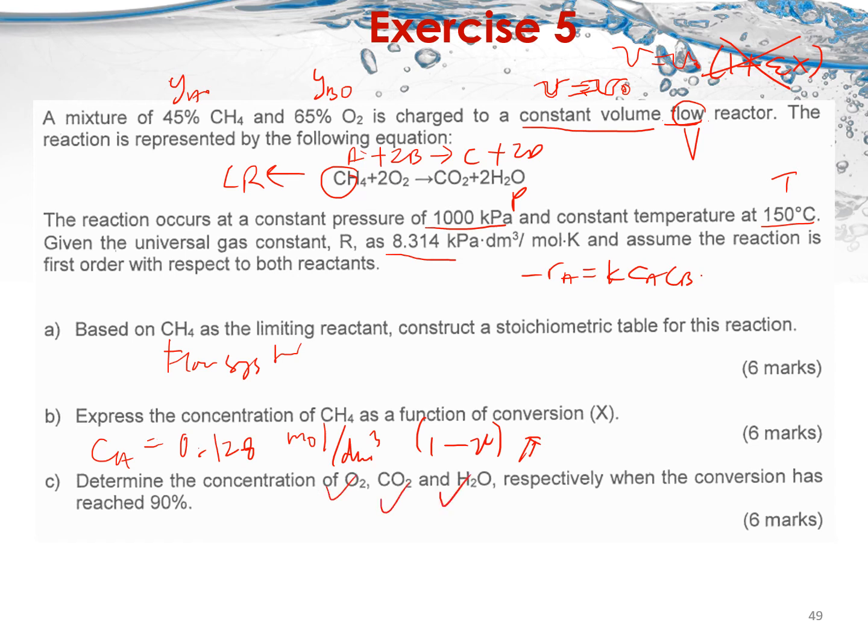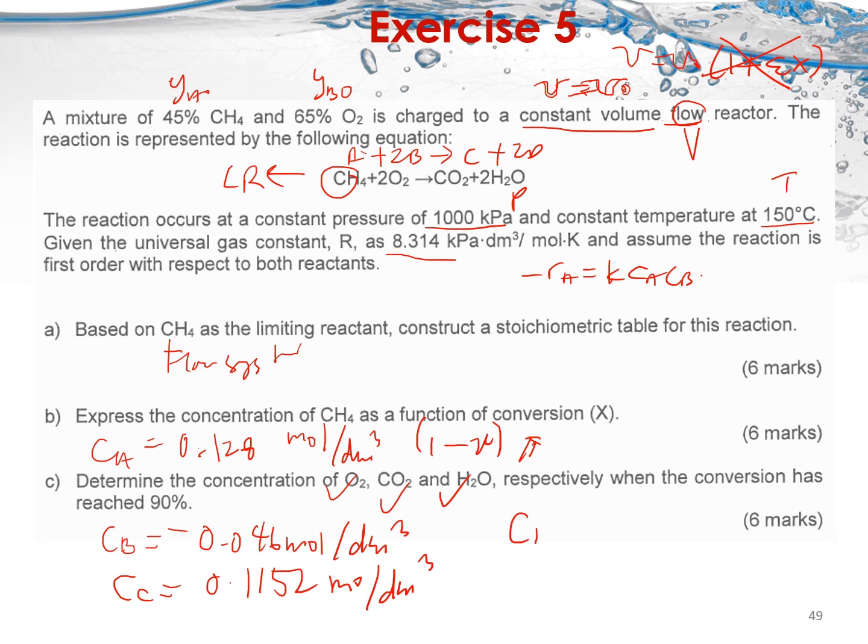This is just a direct method. The value of O2, which is CB, you should have minus 0.046 mole over decimeter cube. For CC, which is the carbon dioxide, the value is 0.1152 mole over decimeter cube. And for CD, which is the H2O, you should have 0.23 mole over decimeter cube. So this would be the answer.